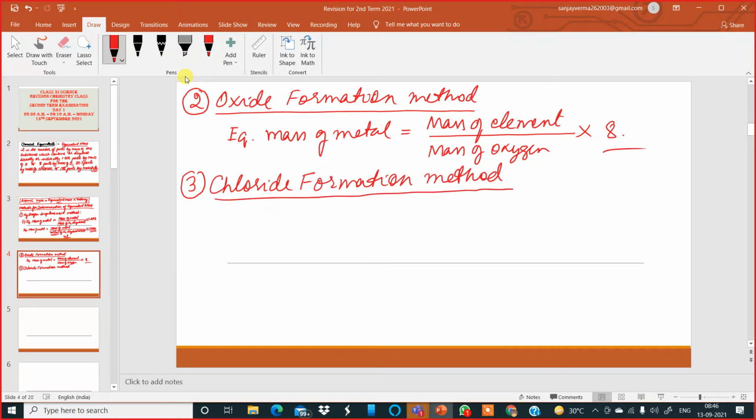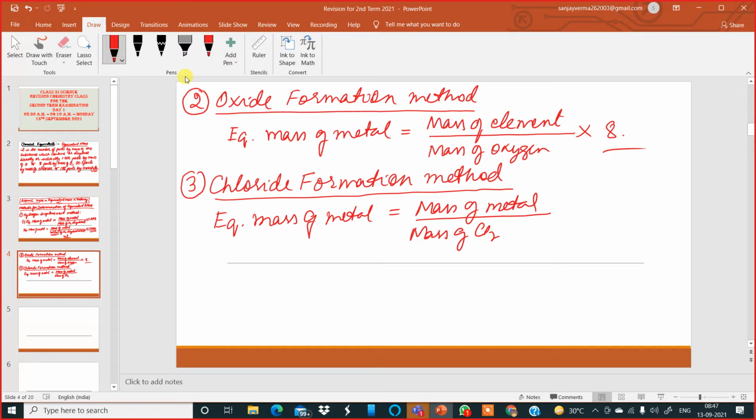So for the chloride formation method, remember the value 35.5. Here, for the chloride formation method, the equivalent mass of metal is equal to the mass of metal divided by the mass of chlorine formed, or displaced, you can say, multiplied by 35.5. This is if you take the mass of chlorine which is formed.